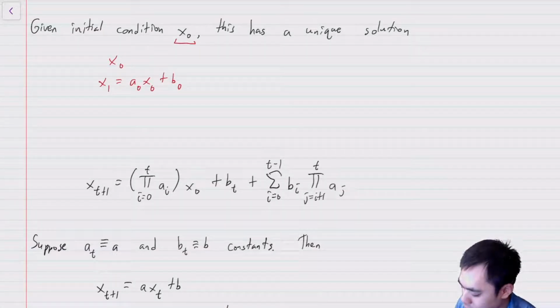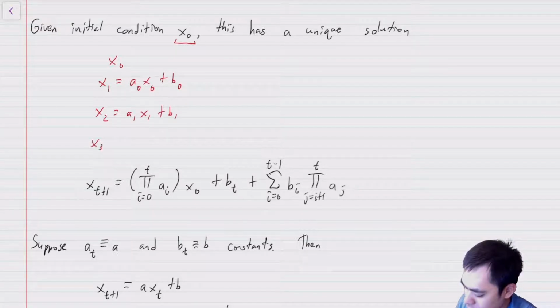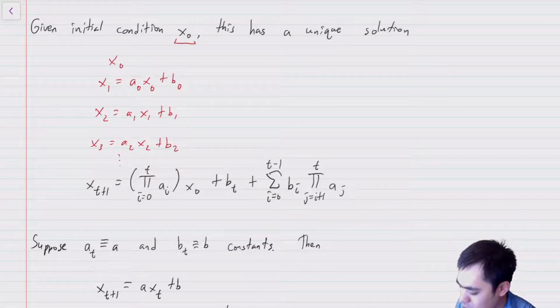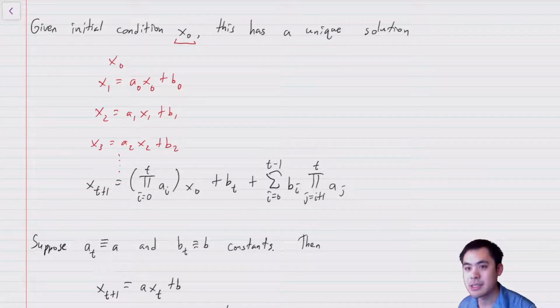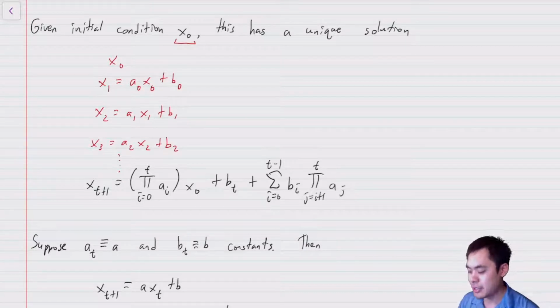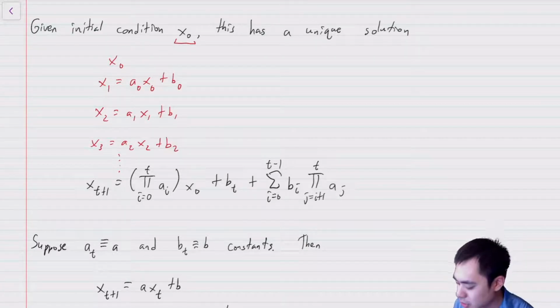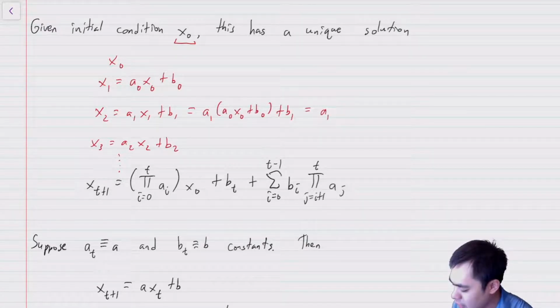So, we know that x2 is going to be equal to a1 x1 plus b1, x3 is going to be equal to a2 x2 plus b2, and so on, all the way until we get the summation. And it's pretty easy to see the pattern of the summation by just substituting each of our x1s and x2s into the next recurrence relation. So in this particular case, we substitute in x1 for that, so we get a1 times a naught x naught plus b naught plus b1, which is then equal to a1 a naught x naught plus a1 b naught plus b1.